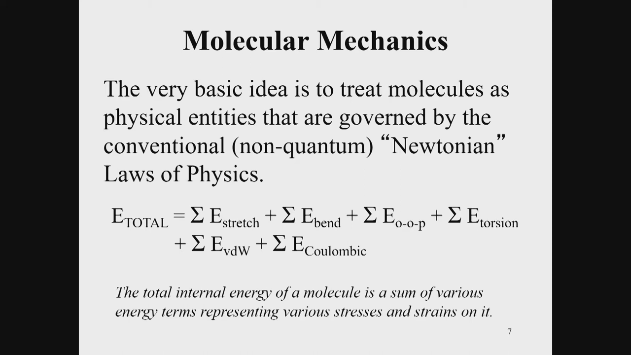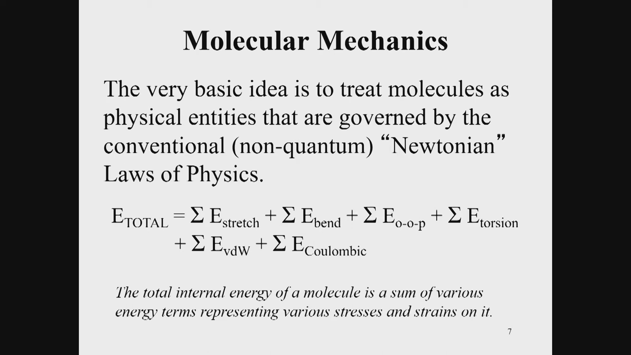But another way to do that, which is useful for our goals, is to take the total energy of the molecule and divide it into the different types of motions and instabilities that a molecule might have. So we'll have a stretching energy, we'll have a bending energy, an OOP, which means out of plane. I'll talk more about that in a minute. We have torsion energies, van der Waals energies, and Coulombic energies. In summary, the total energy of a molecule is the sum of the various energy terms that represent the various stresses and strains on that molecule.